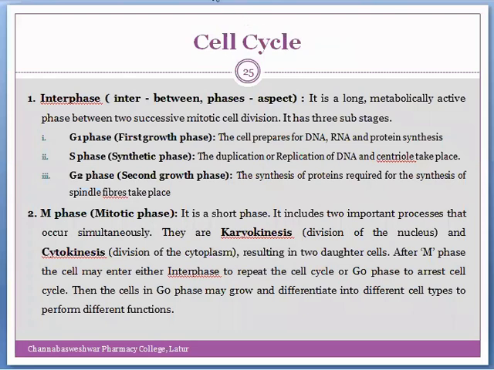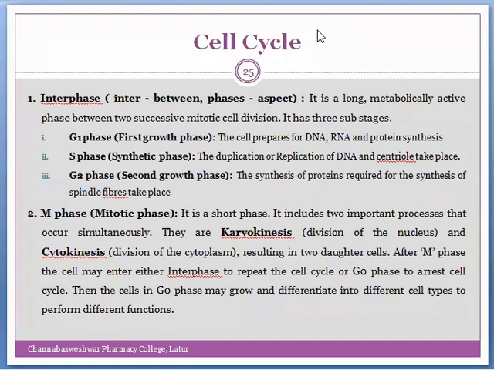And by division of that cytoplasm, it results in two daughter cells. Okay, that means two new cells are formed after that M phase. So after M phase, the cell may enter either interphase to repeat the cell cycle, or go to the G0 phase to arrest the cell cycle. That means after completion of M phase, the cell cycle either goes to new daughter cell development, that is interphase, or it goes to the G0 phase. Cells in G0 phase may grow and differentiate into two cell types to perform different functions. Okay, so this is interphase and mitosis phase.